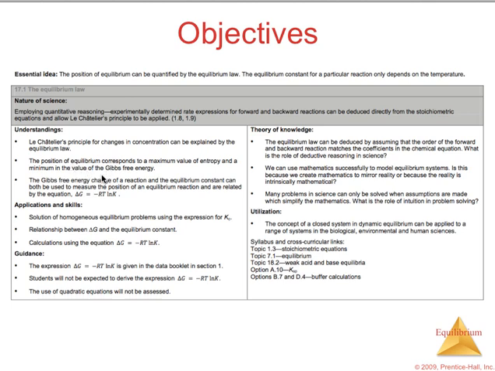We'll see how the position of the equilibrium corresponds to the Gibbs free energy, so we're going to bring in the idea of entropy and enthalpy again. And then application of the equation delta G is equal to negative RT natural log of the equilibrium constant. So we're going to relate Gibbs free energy, delta G, with that equilibrium.